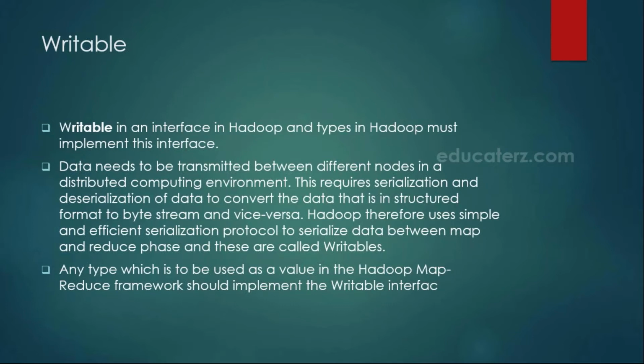So in simple words, I can use the Writable to create a custom data type for the value, because in MapReduce everything is part of a key and value. So whenever I want to create a custom data type for the value, I can use my Writable.